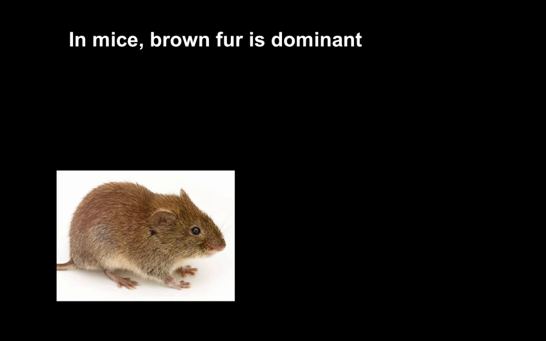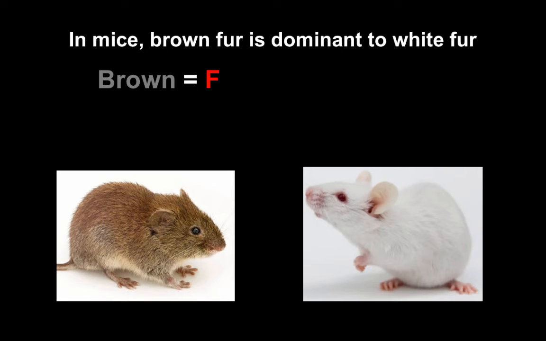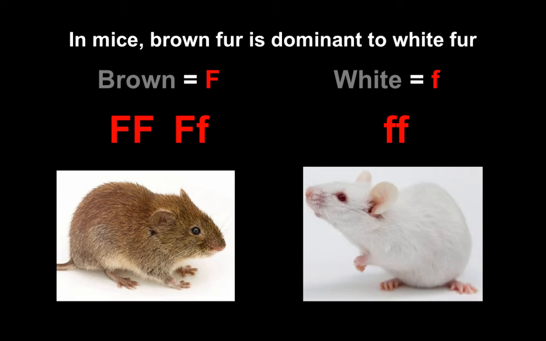So let's look at another example. Let's say in mice, brown fur is dominant, so I'm going to make that a big F. It's dominant to white fur, so I'm going to give white a little f. The 2 genotypes that would make brown fur are homozygous dominant and heterozygous. And only mice that are homozygous recessive are going to be white.